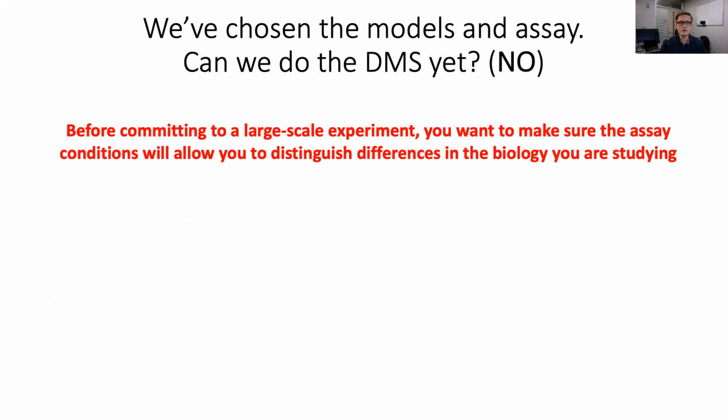So it looks like we've chosen the host model, the virus model, and the readout. So I'm ready to start my experiment, right? Wrong. Before committing to a large-scale experiment, you want to make sure that the assay conditions will allow you to distinguish differences in the biology that you're trying to study. And in this case, it's ACE2 variants, so it's imperative to test a handful of ACE2 variants of known or expected range of effects before actually starting to make your library.